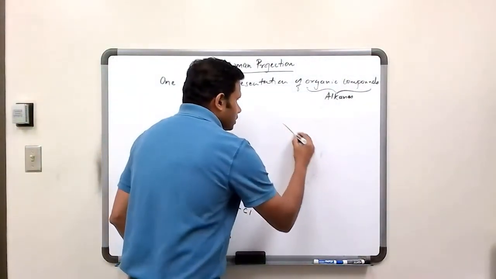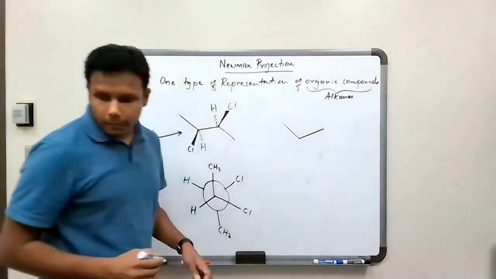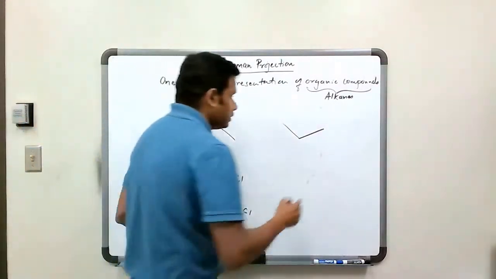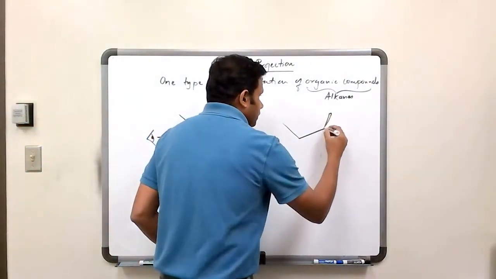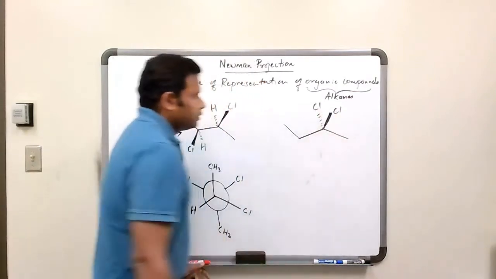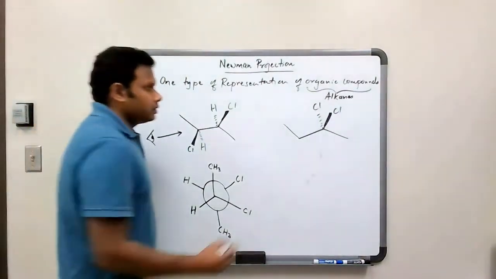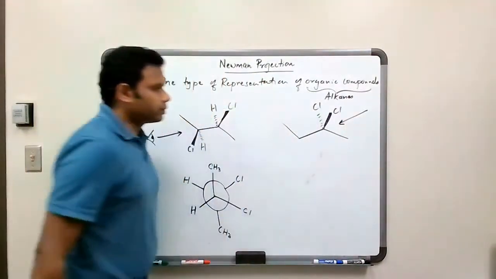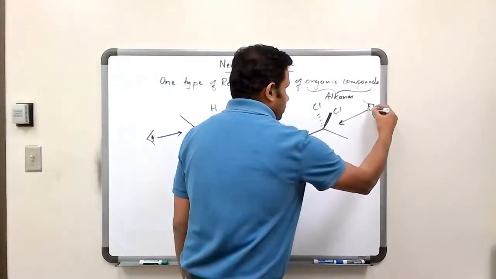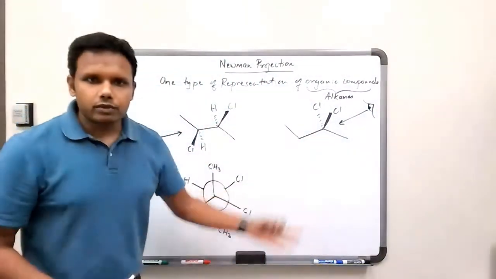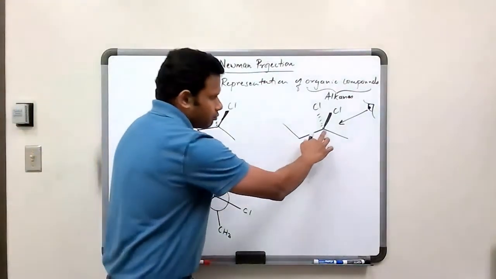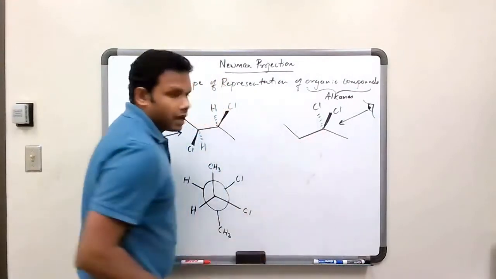Let's try to work out another one. Let's say we have something like that, and now we're looking from that direction. That's where the eye is. Now, you do not have to show the eye. Just an arrow is fine. I'm just drawing it in to say that you're looking from that direction down this bond. So this is the bond that you're looking at.